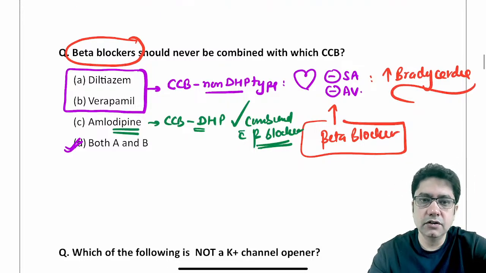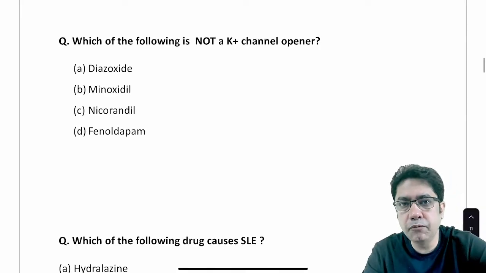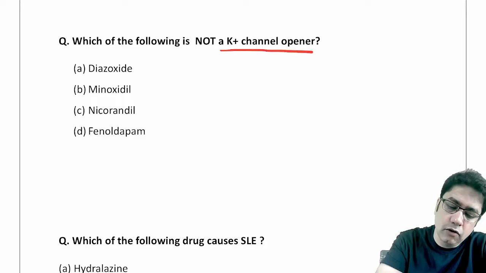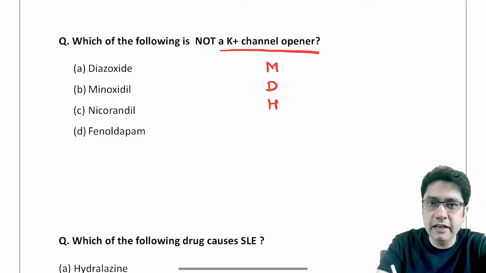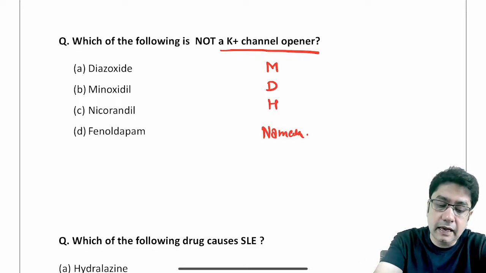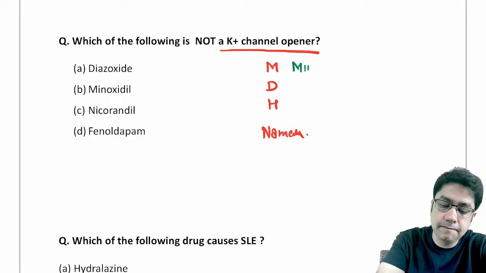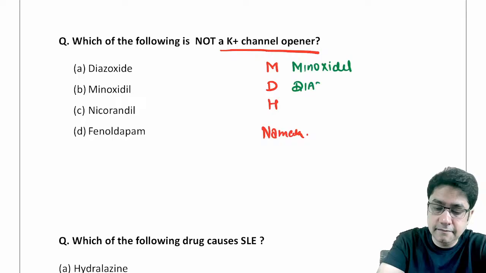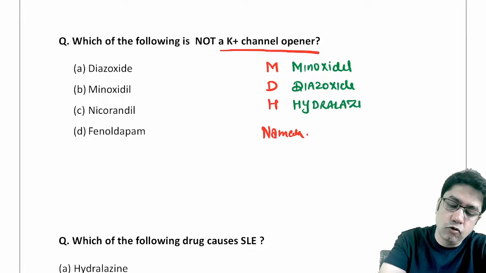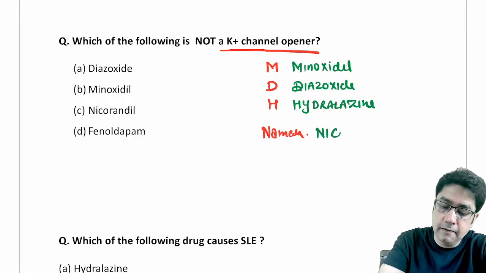Okay. So which of the following is not a potassium channel opener? So remember, for potassium channel openers, I'll give you a mnemonic, MDH. MDH, like the spice brand. M for minoxidil, D for diazoxide, H for hydralazine, and another potassium channel opener is nicorandil.